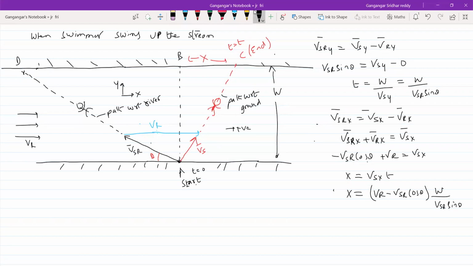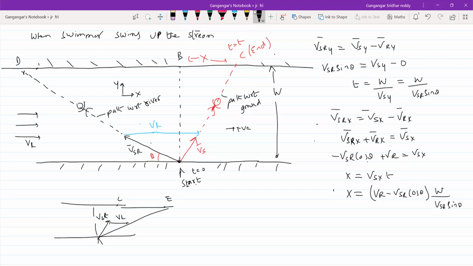See, you will jump into the river. V_SR will be there. When you're standing on the bank, you look at C. To go to C, suppose V_SR is like this, no? What you are saying is that one. He has to move from A to C. If he keeps his V_SR like this, what is the problem? V_R will come and he will be pushed. He will reach somewhere here, no?